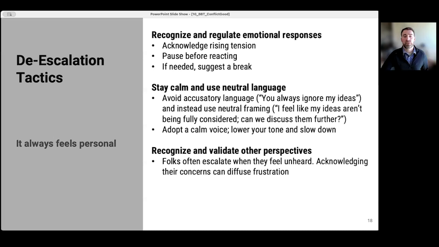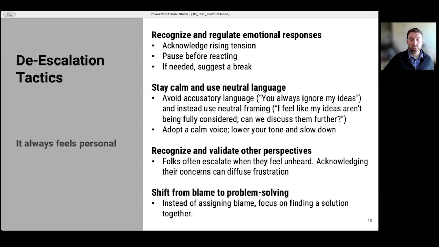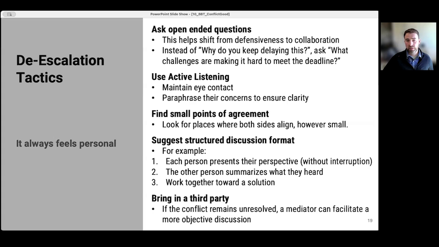Often in these kinds of situations, it can be very disarming to say, okay, I hear you. That sounds like a problem. How do we fix the problem? Acknowledging their concerns can help diffuse the frustration. Shift from blame to saying, how do we focus on solving the problem together? Ask open-ended questions. Focus on what the challenges are versus why do you do this?